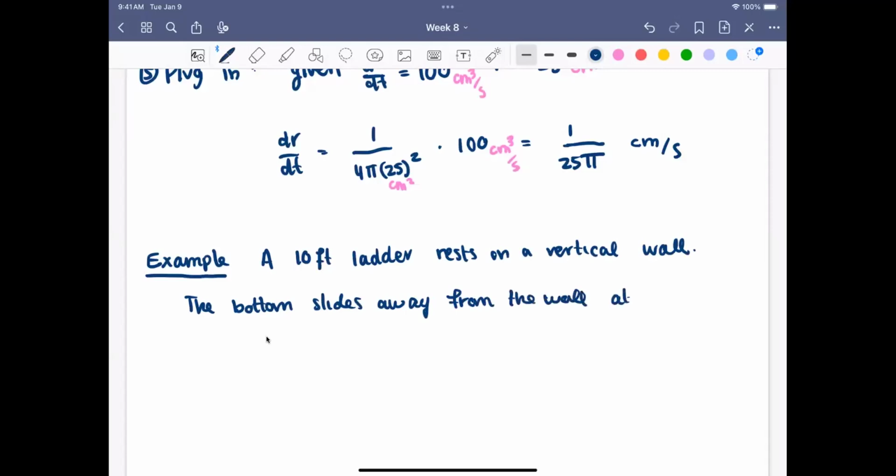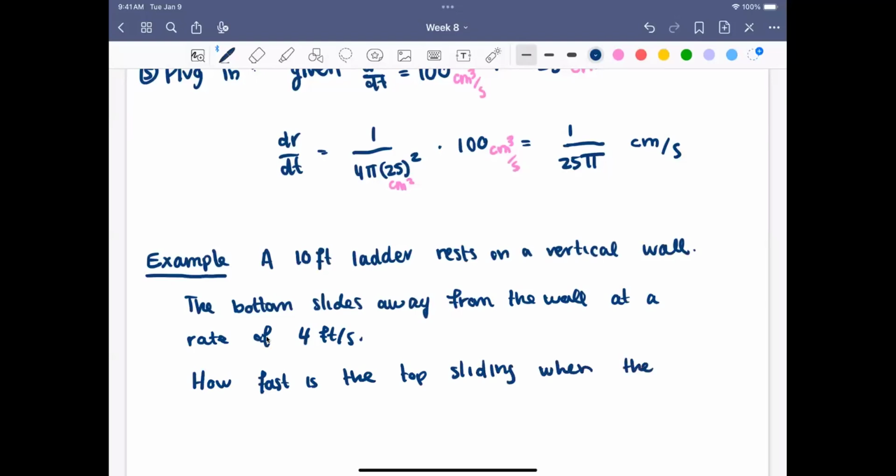At a rate of 4 feet per second. And the question is, how fast is the top sliding when the bottom is at a certain distance? So how fast is the top sliding when the bottom is 6 feet from the wall?